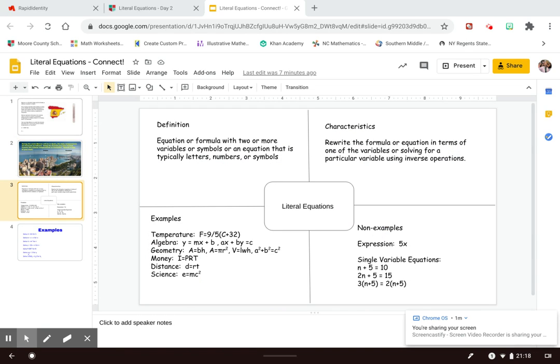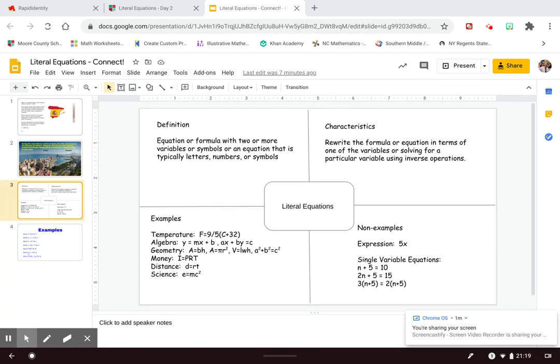And so here are the notes that we did on Tuesday with the definition of a literal equation, which is an equation or formula with two or more variables or symbols, or an equation that is typically letters, numbers, or symbols. And then we also noticed the characteristics, or what we're trying to do with these, is to rewrite the formula or equation in terms of one of the variables, or solve for a particular variable by using inverse operations.